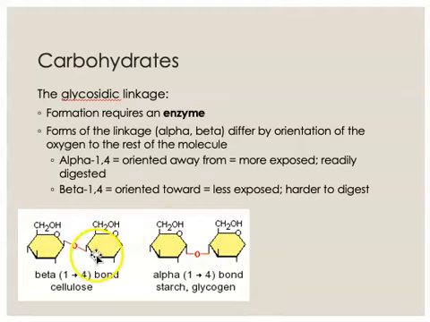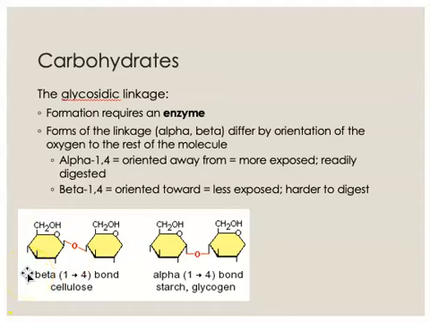Over on the left-hand side, we have a beta-1,4 glycosidic linkage. Again, two molecules of glucose are drawn, and the linkage is drawn between the number 1 carbon from the glucose on the left and the number 4 carbon from the glucose on the right. Notice how the linkage is drawn. This time the oxygen is oriented closer to the rest of the molecule. This makes the linkage harder for the enzyme to get access to, therefore harder to break apart.